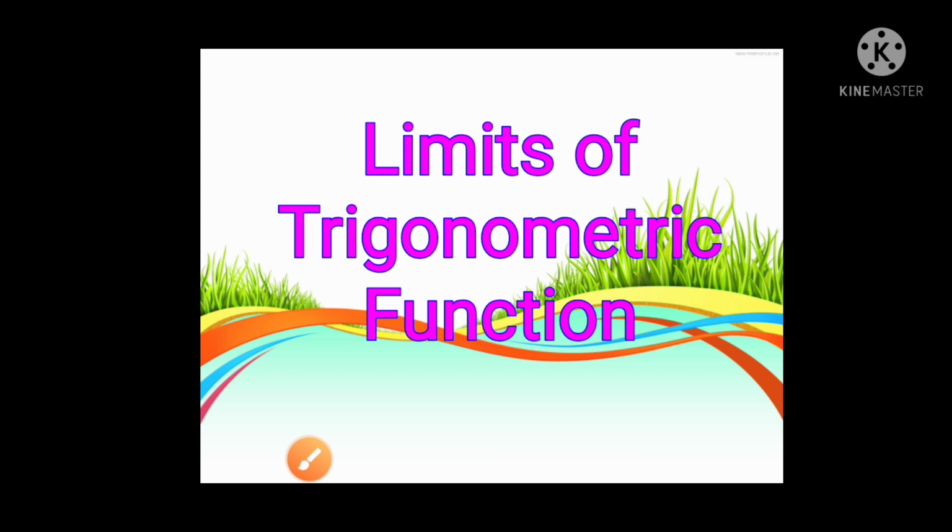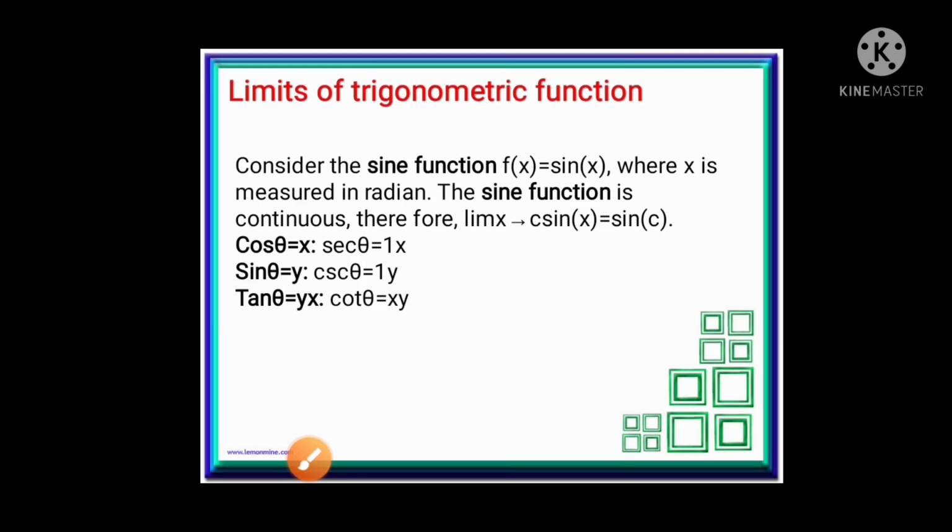Limit of trigonometric functions. Consider the sine function where f of x is equal to sine x, where x is measured in radians. The sine function is continuous, therefore the limit of sine x as x approaches c is equal to sine c.